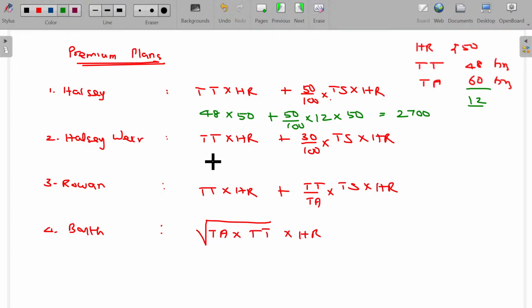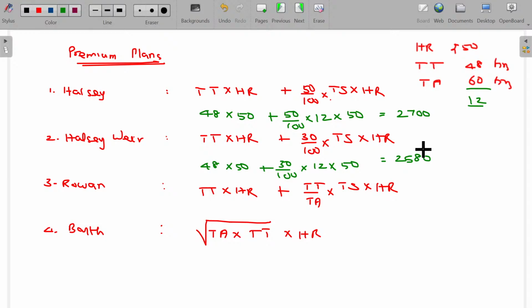In case of Halsey, are you getting this? In case of Halsey, 48 and 50 is the common. Plus, but only 30% of the time saved is shared with the employee. 30% into time saved into hourly rate 50. Now the value being 2,580.